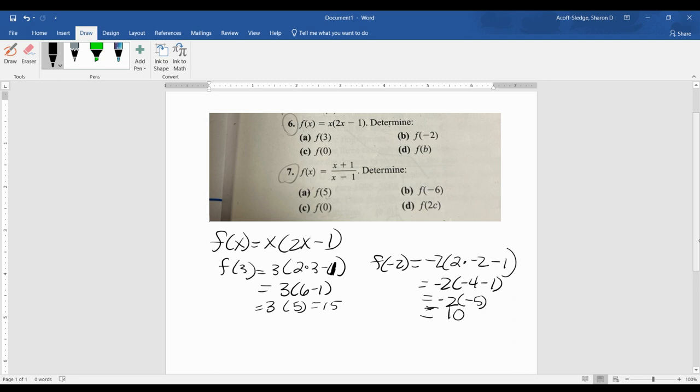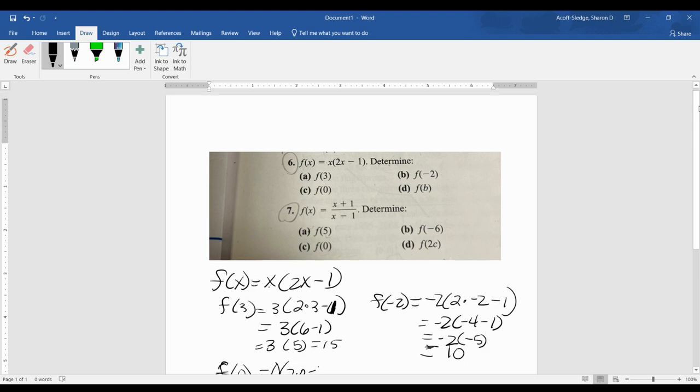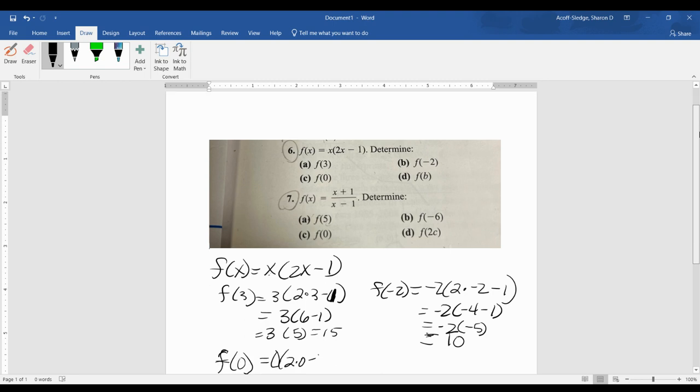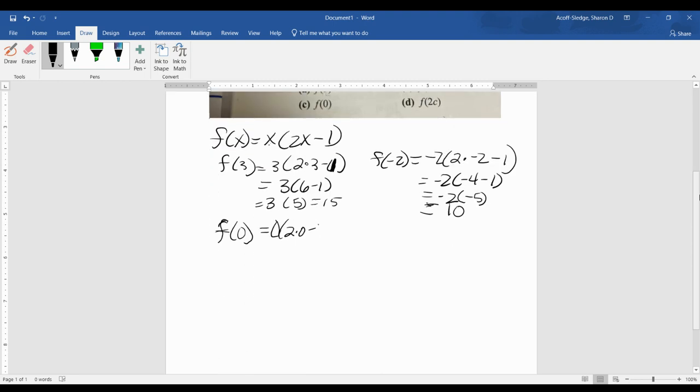Then we're going to evaluate this function when x is equal to 0. So we call that f of 0. So right here again, wherever you have an x, you're going to put a 0. You really don't have to work this out because anything times 0 is 0. Let me move this down so I can write. 2 times 0 is 0, minus 1. 0 minus 1 is a minus 1. And then that's just equal to 0.